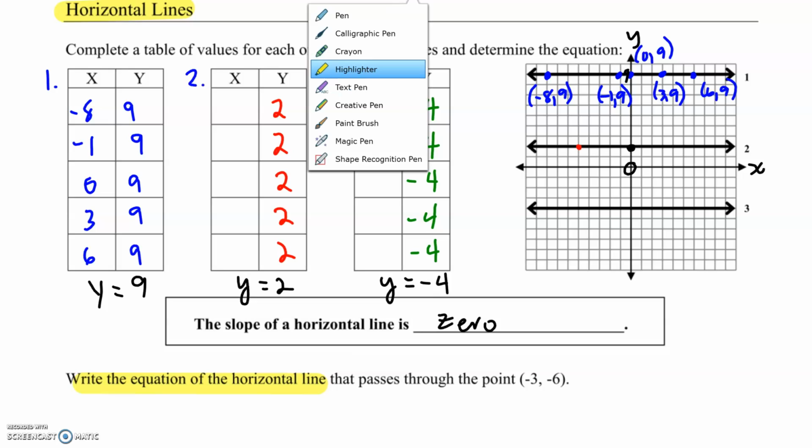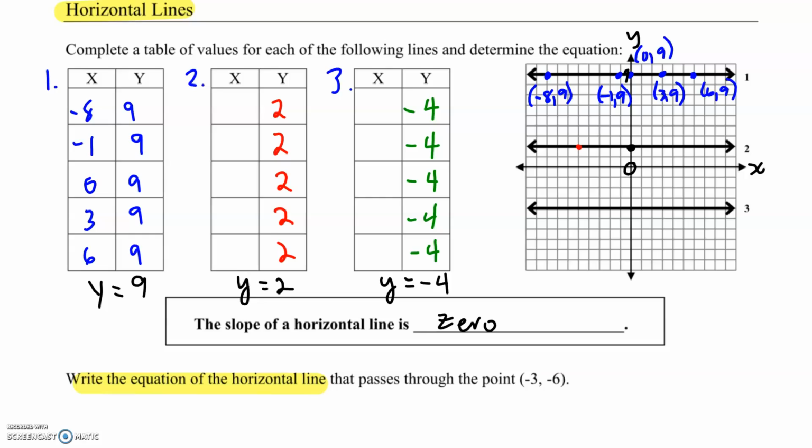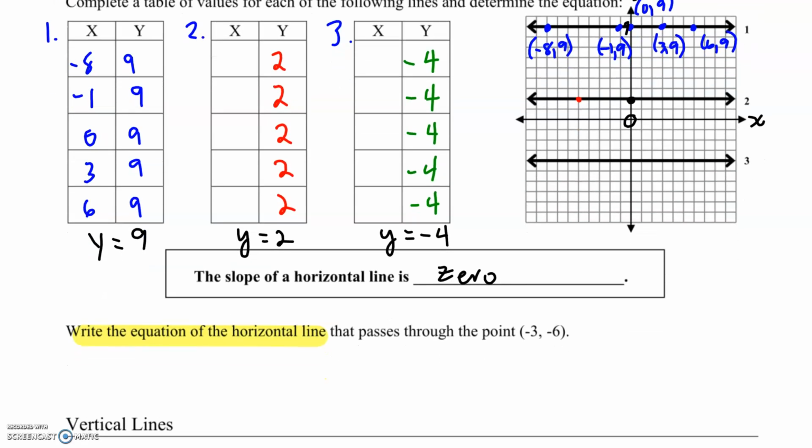Well, I know that a horizontal line will always pass through the y-axis. That means it's going to pass through the y value of the ordered pair, so my equation is y equals -6. Now, if you have a hard time remembering that, a good way to do it is to draw a sketch for yourself. So if I was to draw a little sketch and plot the point -3, -6, the point would be here. There's -3, there's -6.